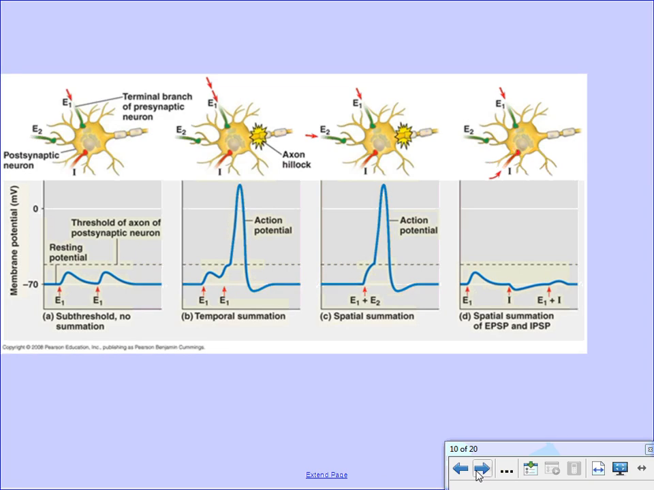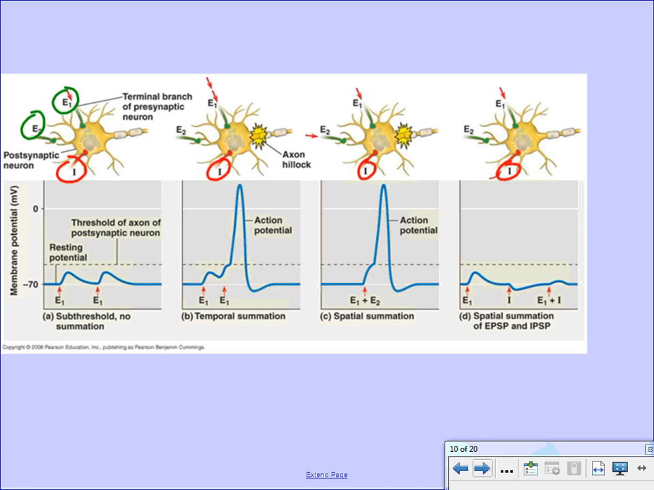A few more kind of important pictures that we'll take a look at here. So what it's showing at the top, the yellow cells are representing the motor neurons, and we can see in this picture here that we do have some messages that are going to be inhibitory. So the I indicating that these ones are going to be inhibitory, and we have other ones that are going to be excitatory. So excitatory ones they have labeled as E1 and E2.